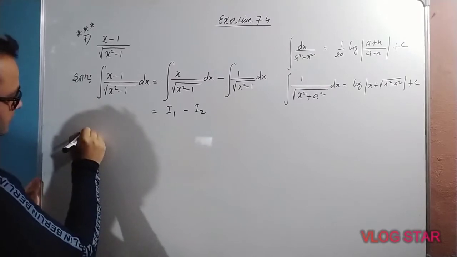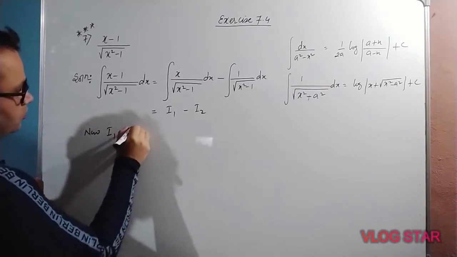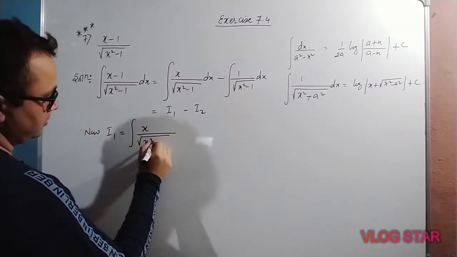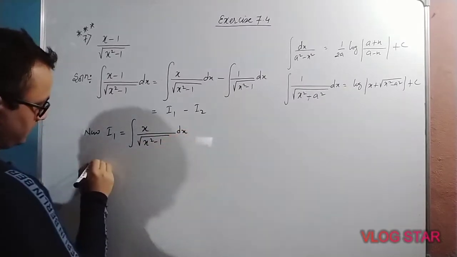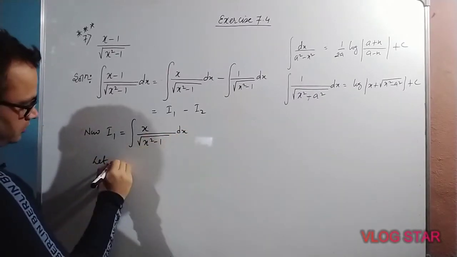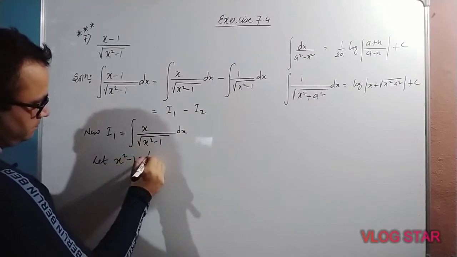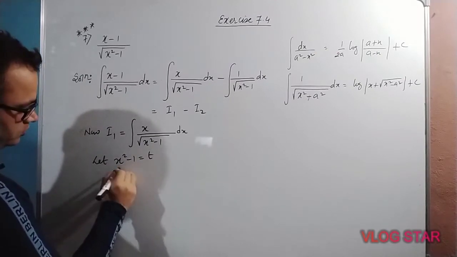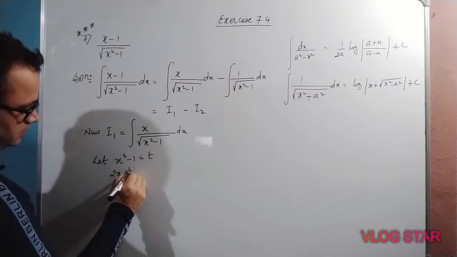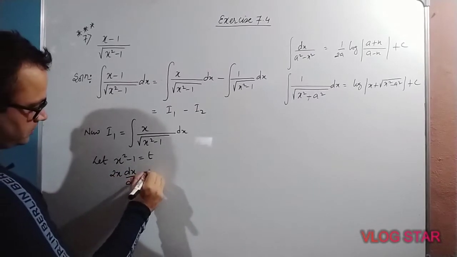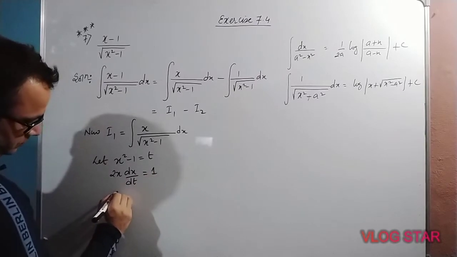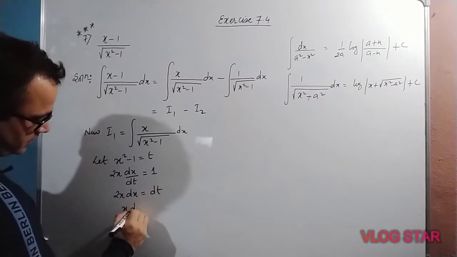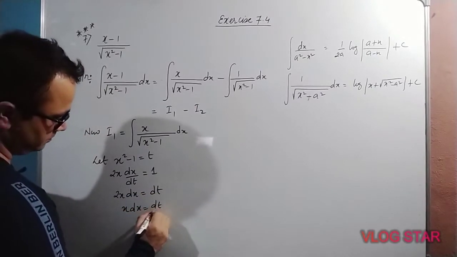Now I1 equals integration of x by root under x square minus 1 dx. Let x square minus 1 be t. Differentiating, the derivative of x square is 2x and of 1 is 0, so we differentiate x with respect to t, and the derivative of t with respect to t is 1. So 2x dx equals dt, and x dx equals dt by 2.